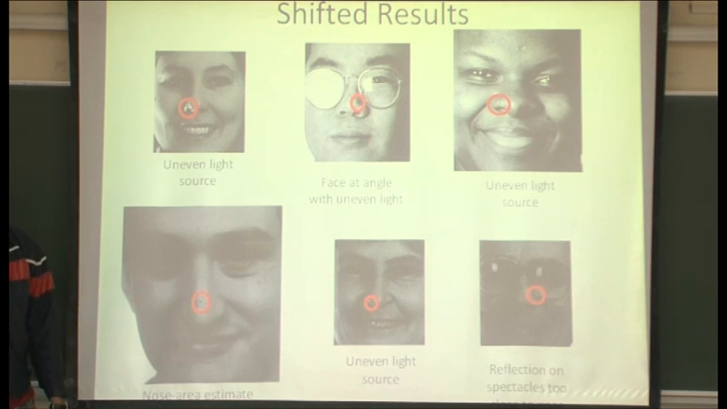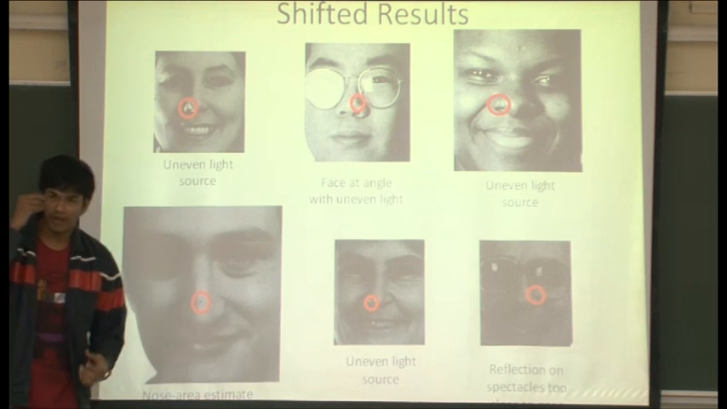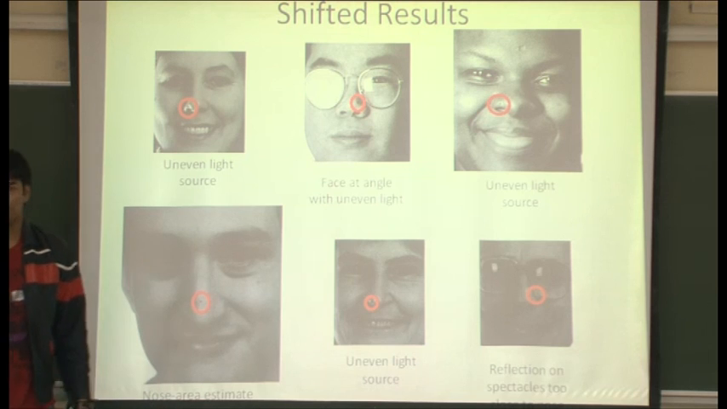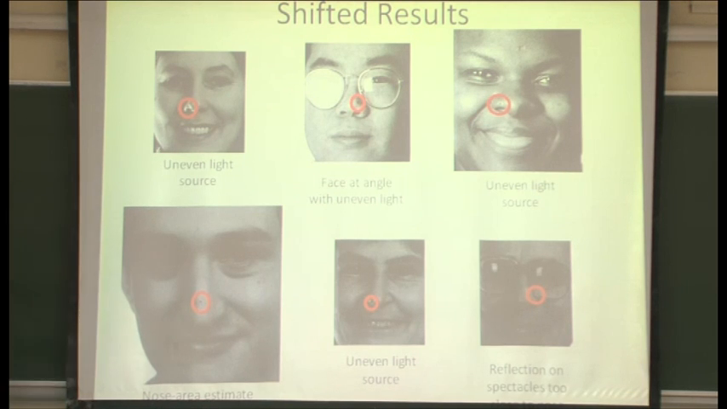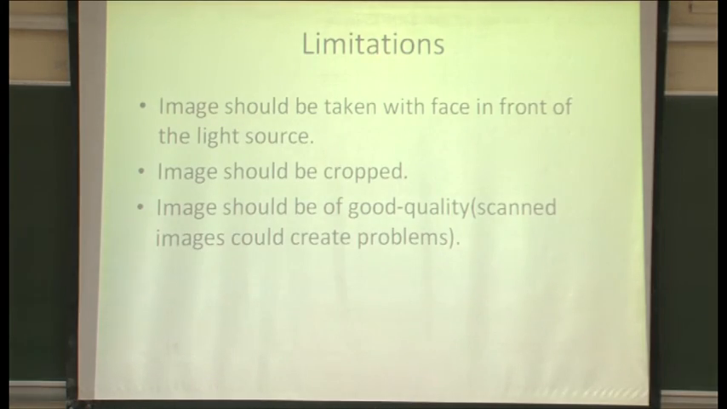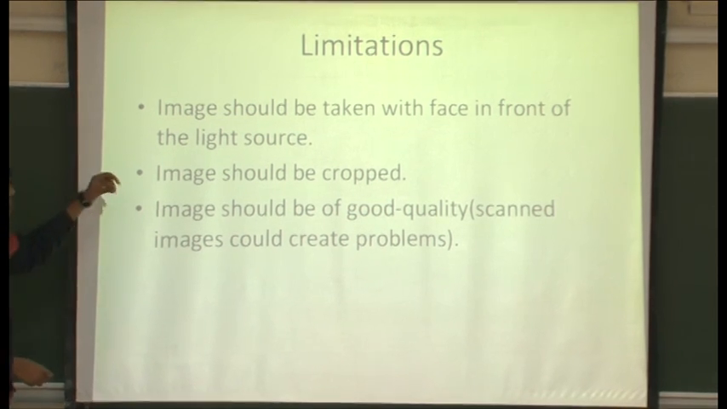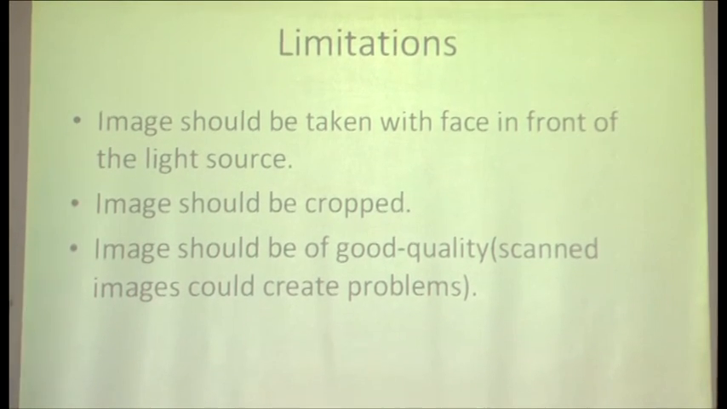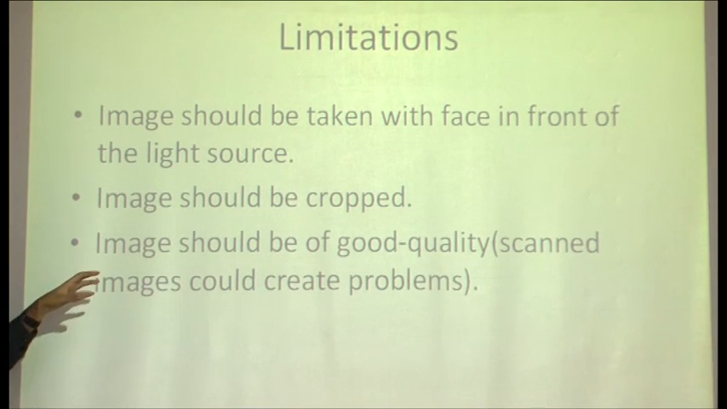Could not get you. So if there is a sparkle in the bottom corner of the spectacle, then it will not work. So what are the conditions? One is that. So these are the limitations. First of all, the image should be taken from in front of the light source, and the image should be cropped. And it should be of good quality, in the sense that a scanned image should be of good quality, not a scanned image of poor quality.